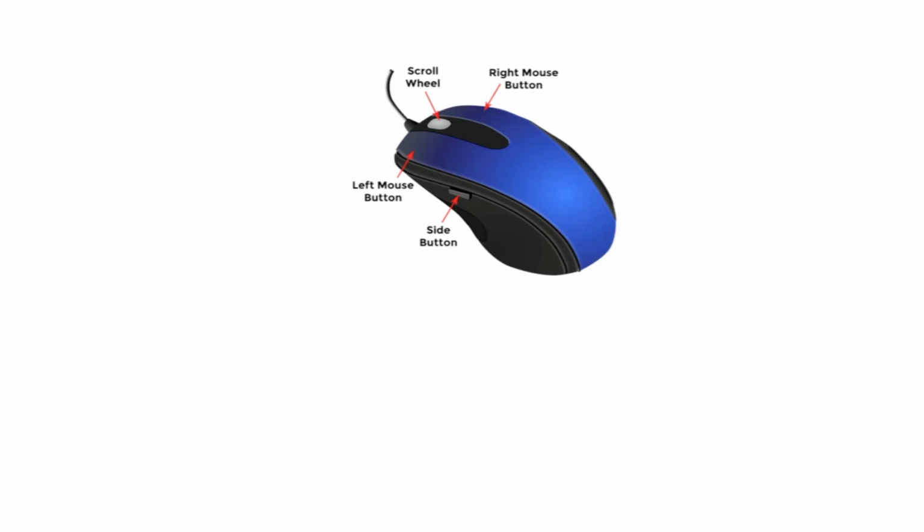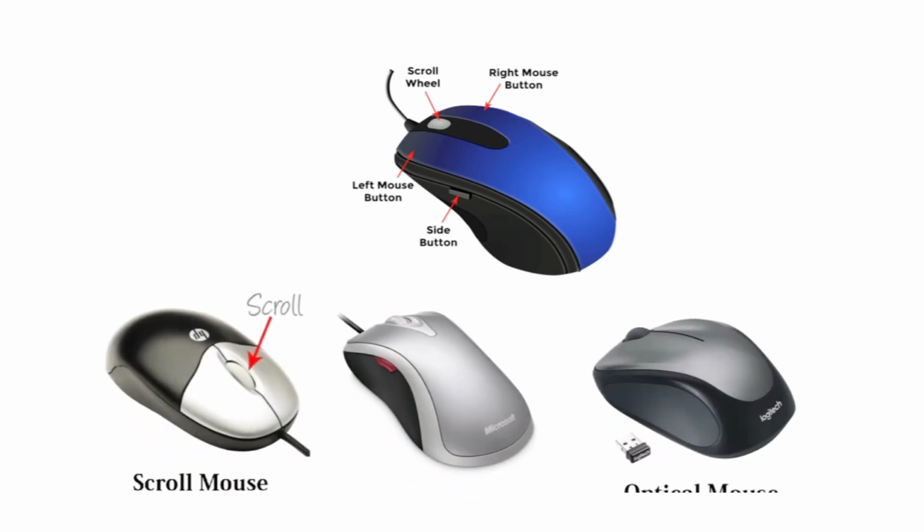Now let's talk about different types of mouse. First is the scroll mouse. A scroll mouse usually contains a scroll wheel, and a scroll wheel is a wheel used for scrolling. The term usually refers to such a wheel found on a computer mouse. This scroll wheel helps us to page up and page down.